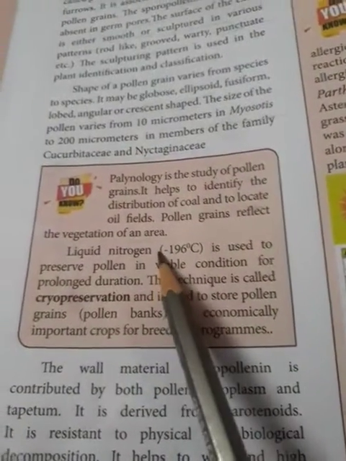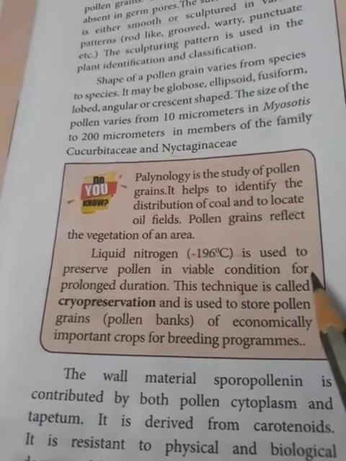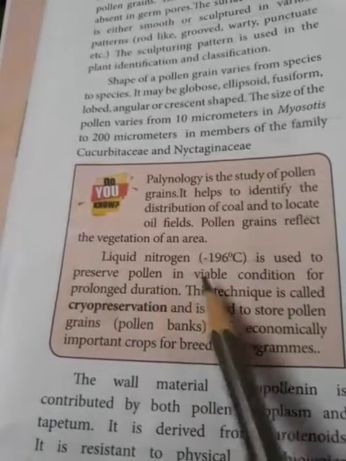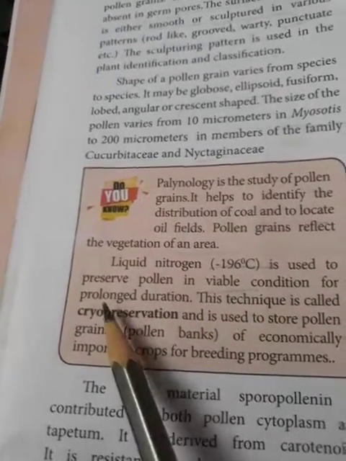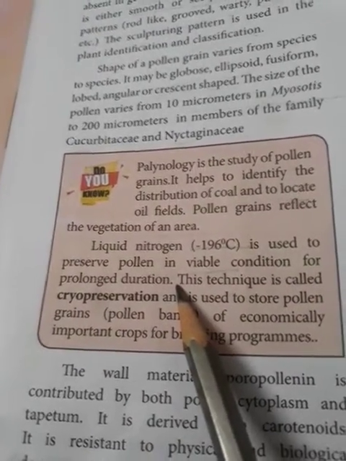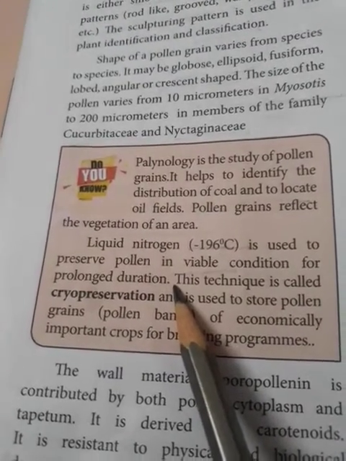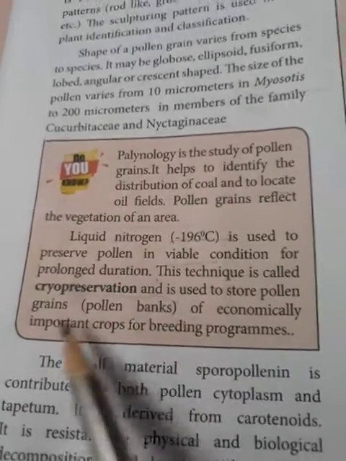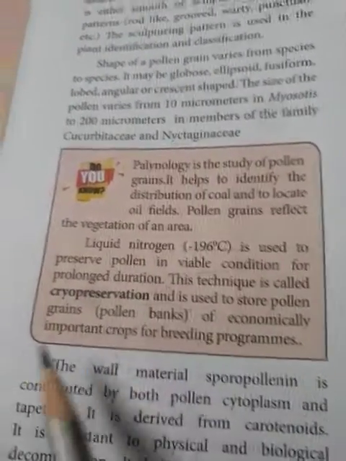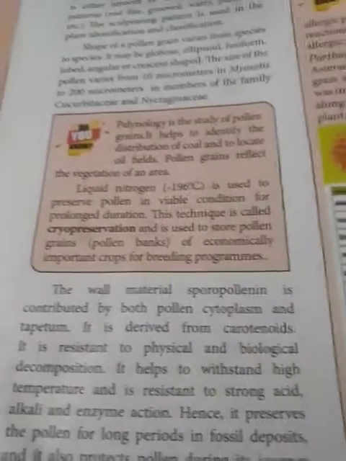Liquid nitrogen, that is minus 196 degrees Celsius, is used to preserve pollen in a viable, active condition for a prolonged duration. For a long time we can preserve them in liquid nitrogen, and this technique is called cryopreservation. It is used to store pollen grains of economically important crops for breeding programs.